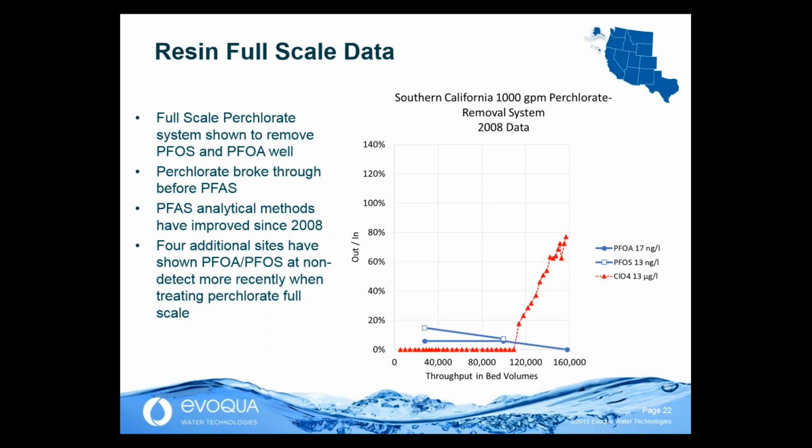And so more recently, we've looked at some other sites and said, well, hey, if that was true at that site, what about these others? And we have found consistently that we have had to take the system offline for perchlorate breakthrough before we're really seeing a nice breakthrough curve for the PFAS. So the good thing about that is we know it works really well. The bad thing about it is we don't have a nice breakthrough curve to show you.